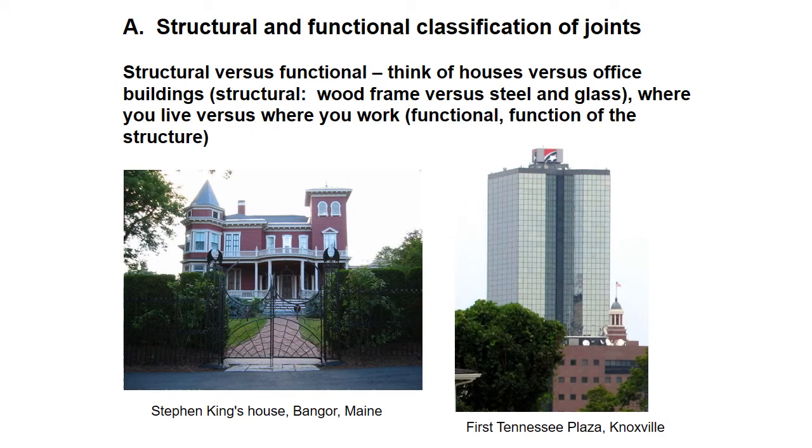So, next slide. Structural and functional classification of joints. What does structural and functional mean? Structure means like the structure of the house or office building you're in. Here's a wood frame house. This happens to be Stephen King's house in Bangor, Maine. You have a wood frame with brick or maybe siding on the outside; I can't tell in the picture. And then you have an office building, the First Tennessee Plaza downtown Knoxville, which is all steel and glass. And so that's the structure.